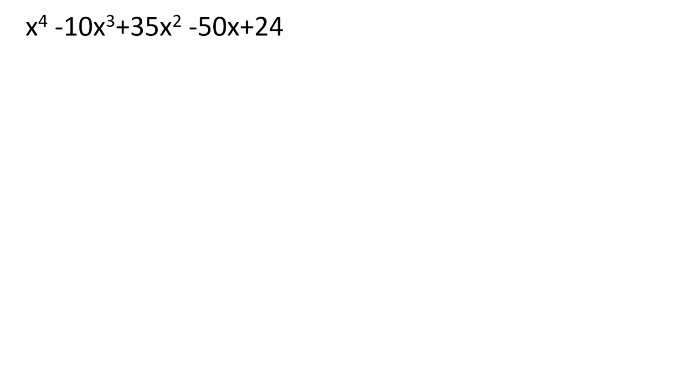Now let me take an example for explaining synthetic division. First of all, we check whether the polynomial is in the descending powers of x or not. It is x power 4, x cube, x square, x, and then the constant. So we have descending powers of x, and we have all consecutive powers also, so there is no problem. Let us take the coefficients in the same order: 1, minus 10, 35, minus 50, and 24.